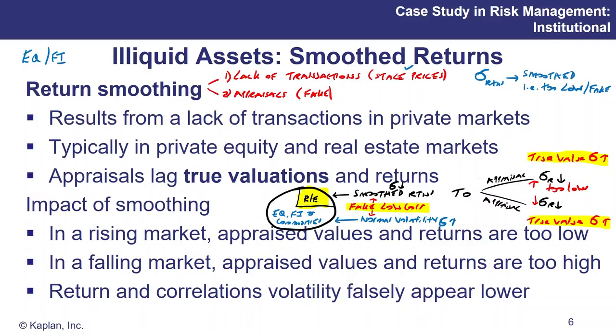Now, why does it look low? Because the data's fake. With the smooth volatility, it's fake, right? So you're making decisions based upon incorrect data. So it looks like a low correlation. Bear in mind, guys, in real life, the correlations are much higher. So this point they're making here is that returns and correlations look falsely low.